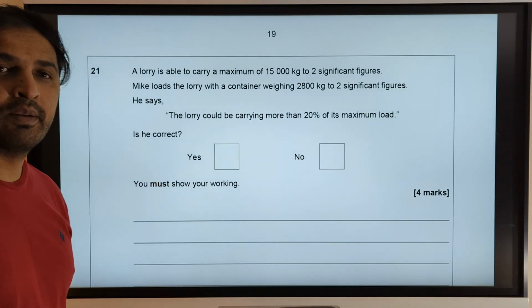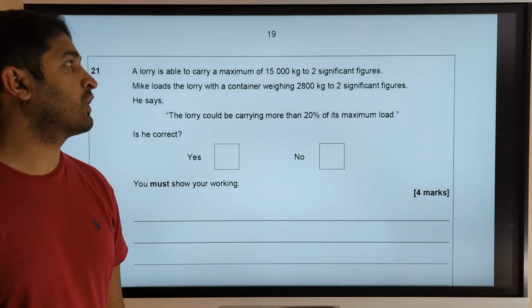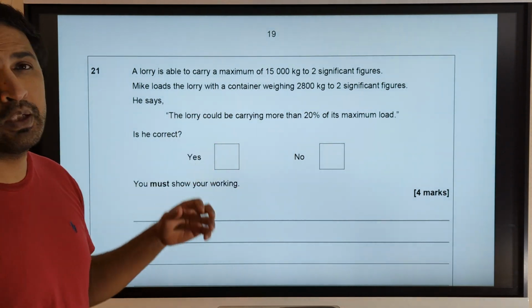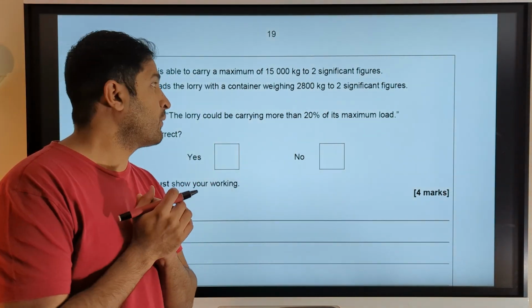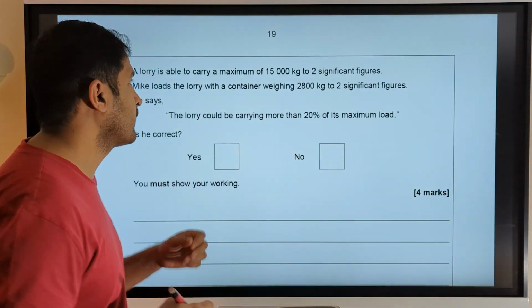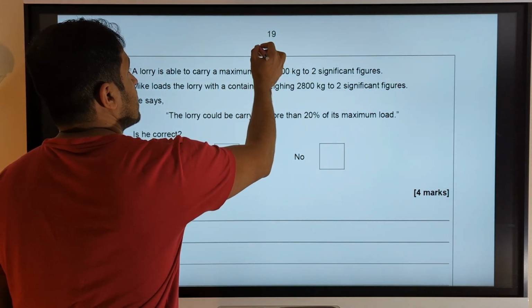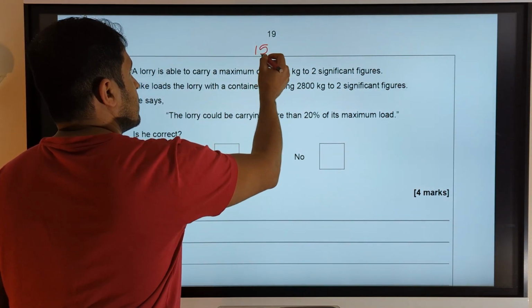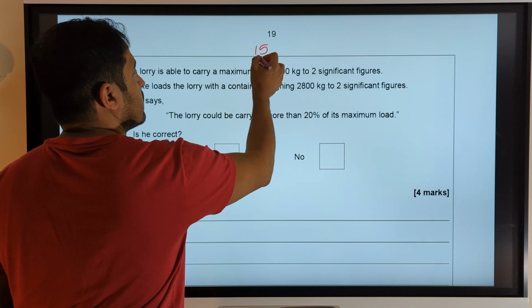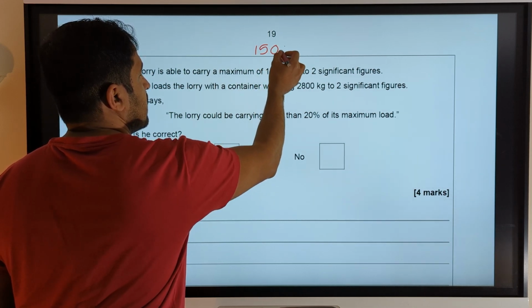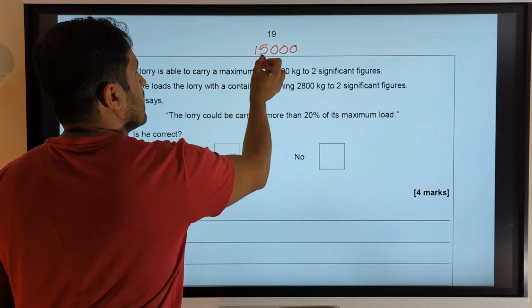So a lorry can carry a maximum of 15,000 kilograms to 2 significant figures. So we're looking at the problem where you're looking for a lower bound or upper bound here. Okay, so let's just look at it as a lower bound, upper bound at 2 significant figures. So that's your second significant figure, and 15,000 kilograms.